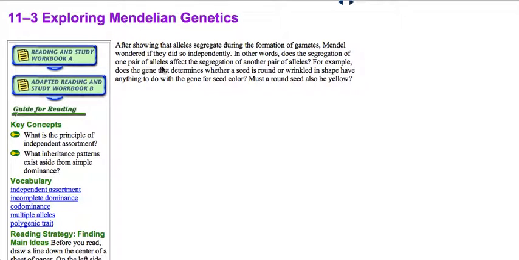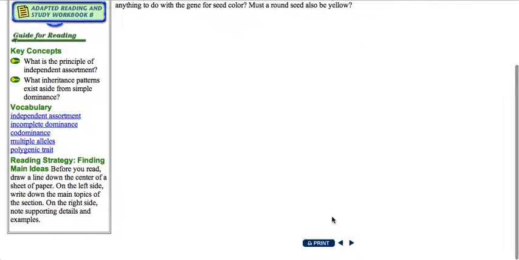Does one pair of alleles affect the segregation of another pair of alleles? For example, does the gene that determines whether a seed is round or wrinkled in shape have anything to do with the gene for seed color? Must a round seed also be yellow? Does one gene affect the other? That's the question.